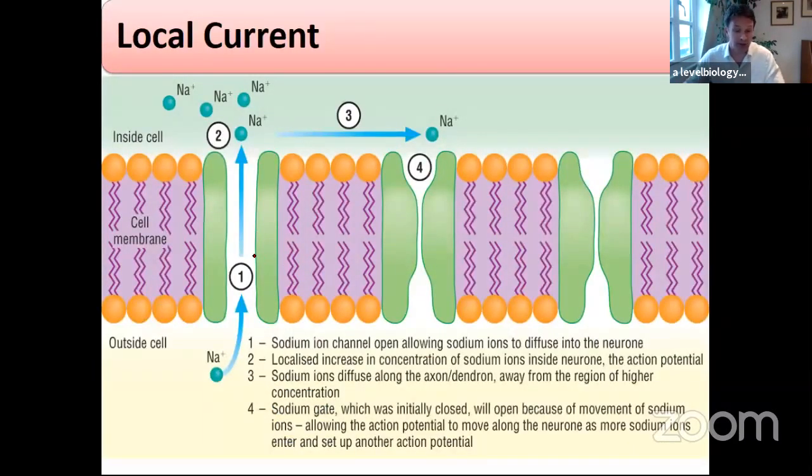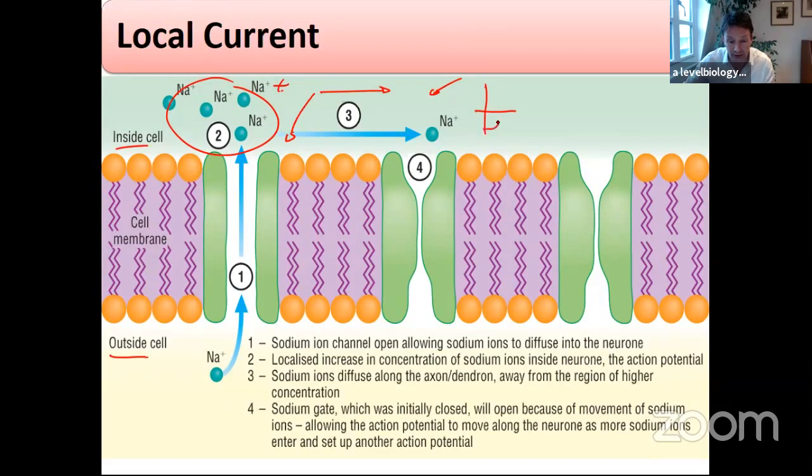Another picture of the local current here. So this is outside, this is inside. This is your voltage gated sodium channel opening. As a result, the sodiums come flooding in. We've got lots of sodiums here. We've got fewer sodiums at this point. The sodiums move along, which makes it more positive on the inside, which gets it over the threshold level. So then the voltage gated sodium gates open and cause an influx of sodiums, which propagates it down the axon.